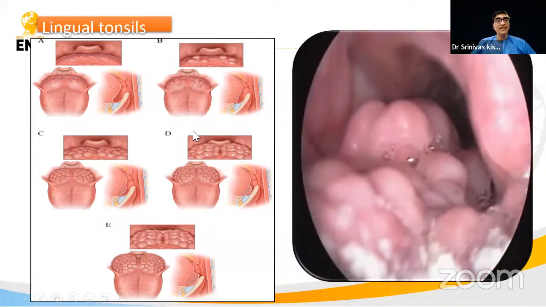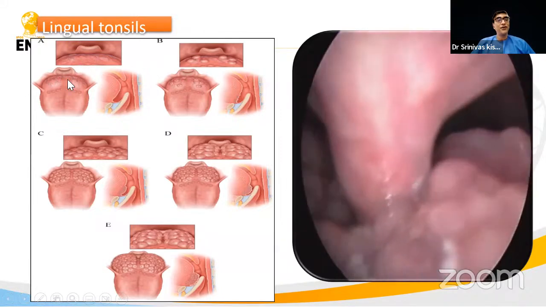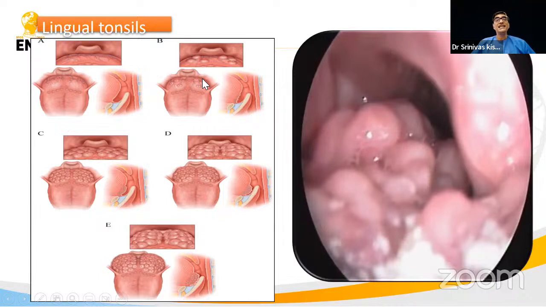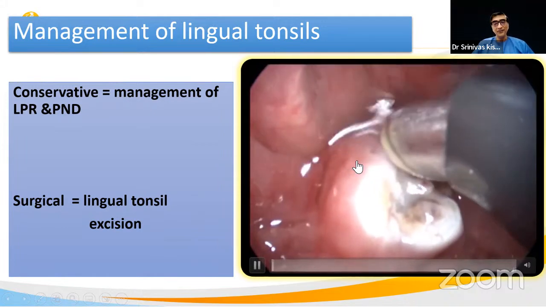Michael Friedman divided them into classes A to E. So A means very, very scarce, very sparse lymphoid tissue in the tongue base. Number two means very occasional follicles of lymphoid tissue, wherein you can very clearly see the valleculae and the epiglottis. From C onwards, the valleculae keep getting filled up with lymphoid tissue. D and E is where just the tip of the epiglottis is visible, and E means the entire epiglottis is not visible. Now, obviously, in lingual tonsils, you will try conservative methodologies. You will try to take care of the laryngopharyngeal reflux and postnasal drip. But the basic surgical intervention and the easiest way to do it is lingual tonsil excision.